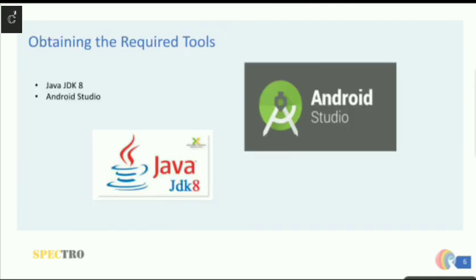Next is obtaining the required tools. What are the tools you need to develop an Android application? First, a Java JDK. Next, Android Studio. It is the IDE which you are supposed to combine with the Java JDK to make sure your applications are developed and enhanced so that others can use them. That is, third party applications can be developed by using Android Studio.